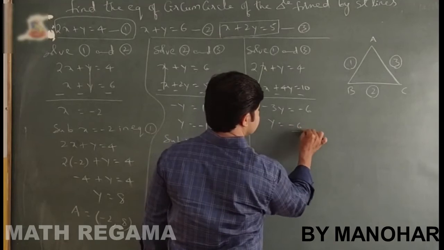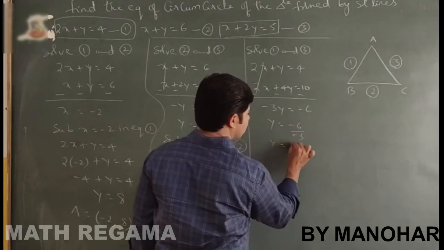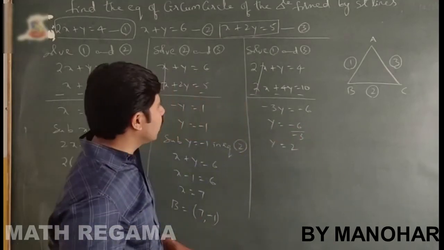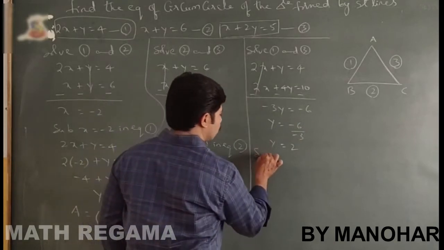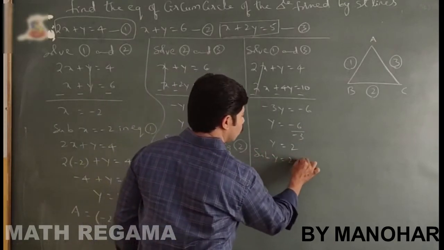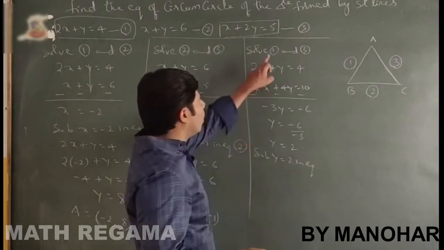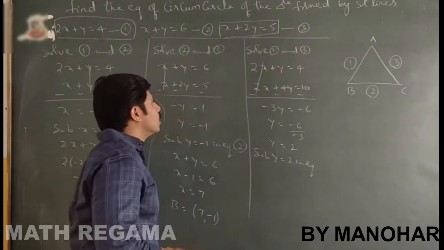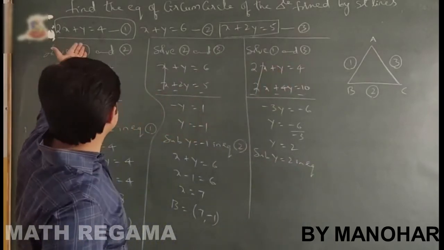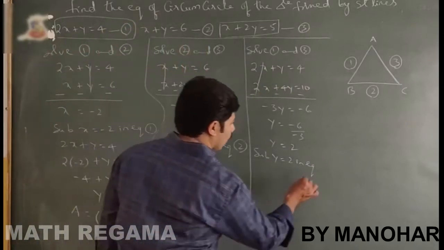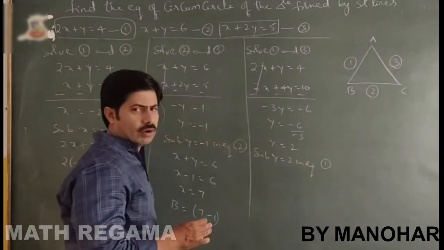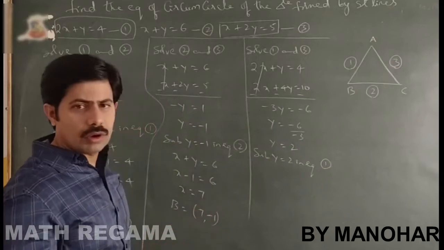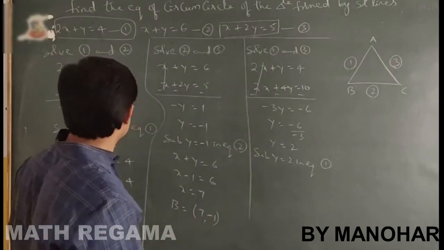It is minus 6y minus 3. So the y value is 2. After getting the y value, what do we have to do? Substitute y equals 2 in equation 1 or 3. Either one we can use. I am using equation 1, so I will substitute now.